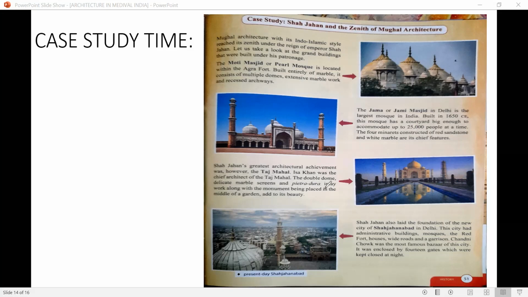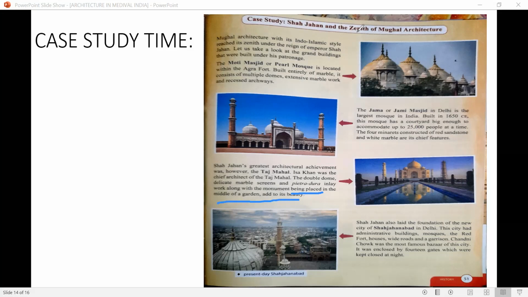Now the double dome was made with delicate marble screens and Pietra Dura. Pietra Dura, as we discussed in the previous class, is a style of inlay decoration in India, and it was used by the Mughals and Shah Jahan also, as he was a Mughal. We also see the inlay work along with the monument being placed in the middle of the garden and its beauty.